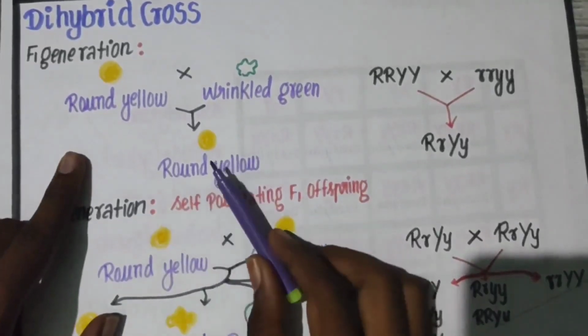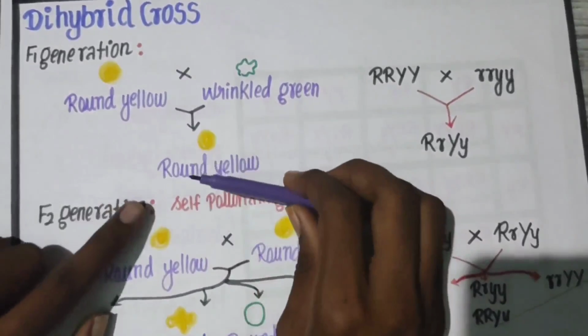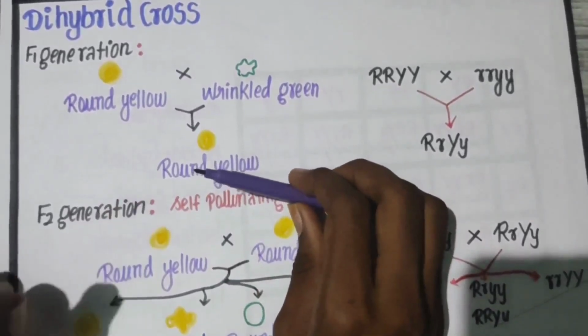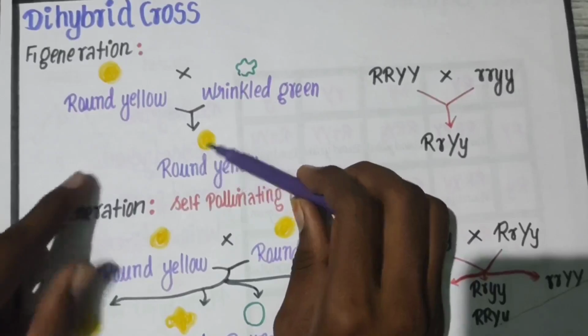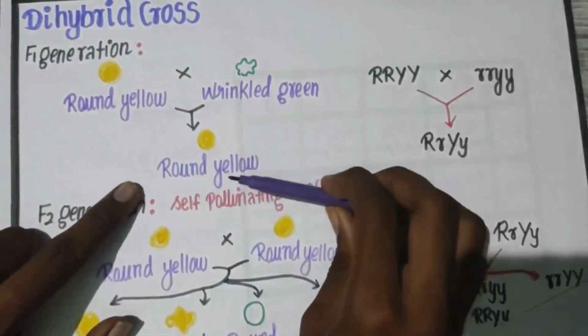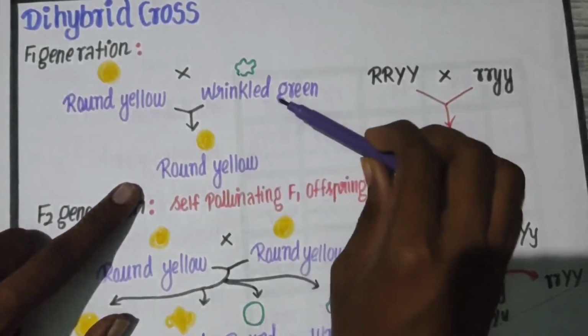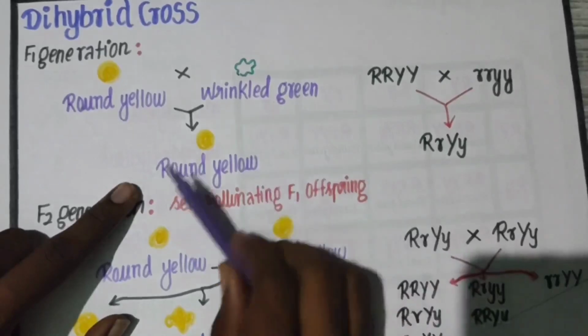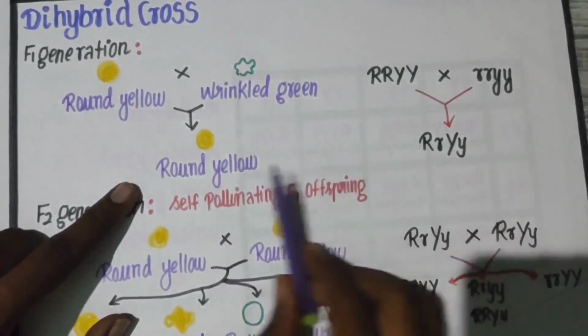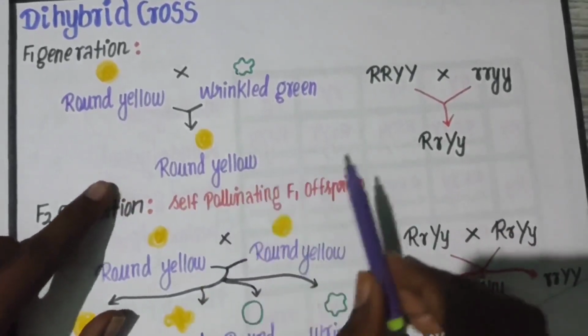So that is the important result, right? Because whatever character is seen in the F1 generation is dominant, right? So here the round shape and yellow color are dominant over the wrinkled shape and green color. Because of that reason only, all the offspring are going to have this character, that is round yellow, in the F1 generation.